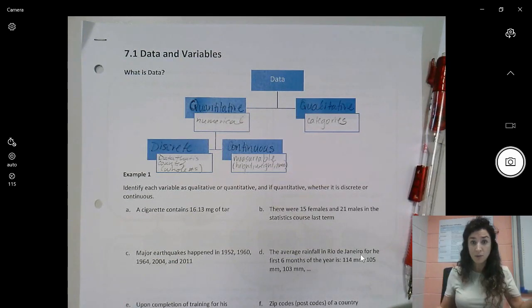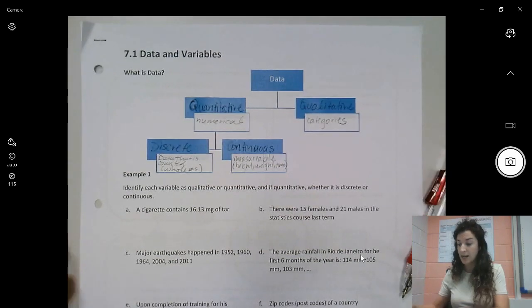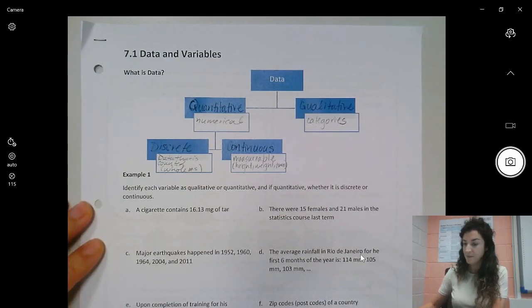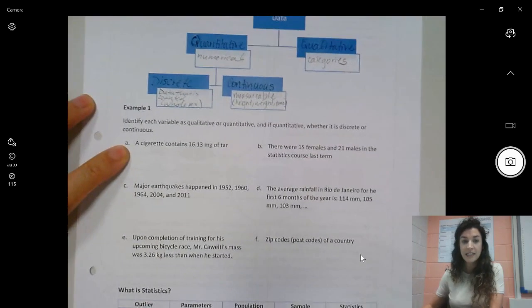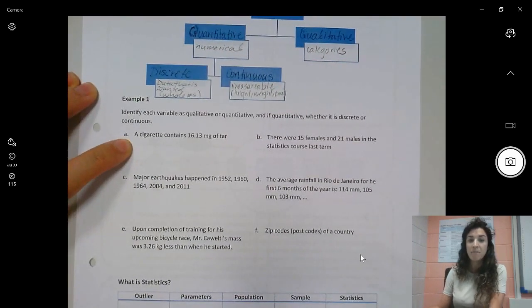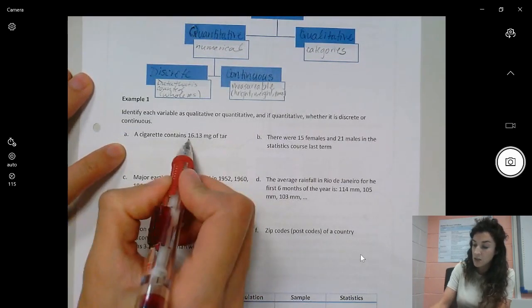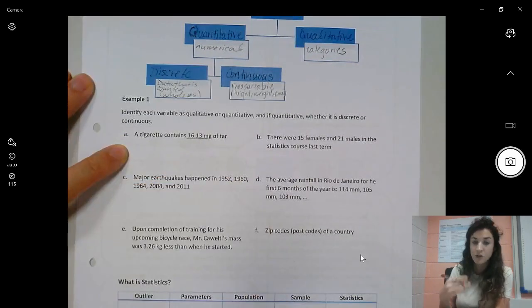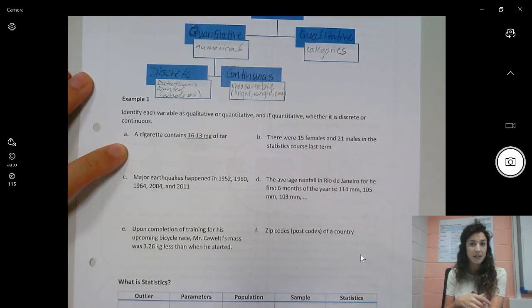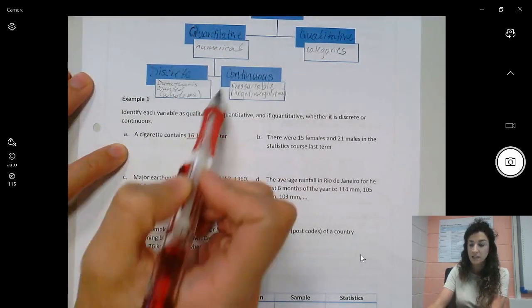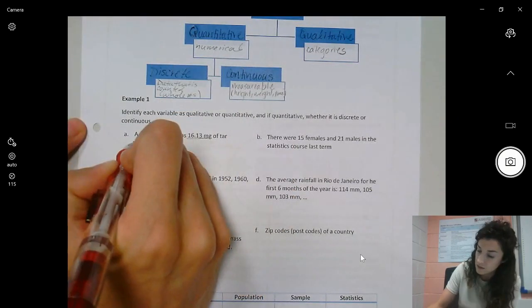Okay, so let's just practice this. Let's categorize the following points of data. The first one, we've got a cigarette that contains 16.3 milligrams of tar. So this is measuring. We're measuring the amount of this substance in a cigarette. So if it's measurable, then it's quantitative and continuous.